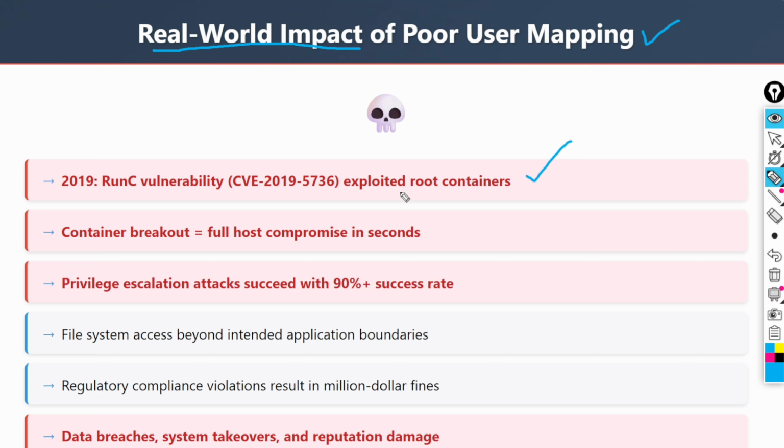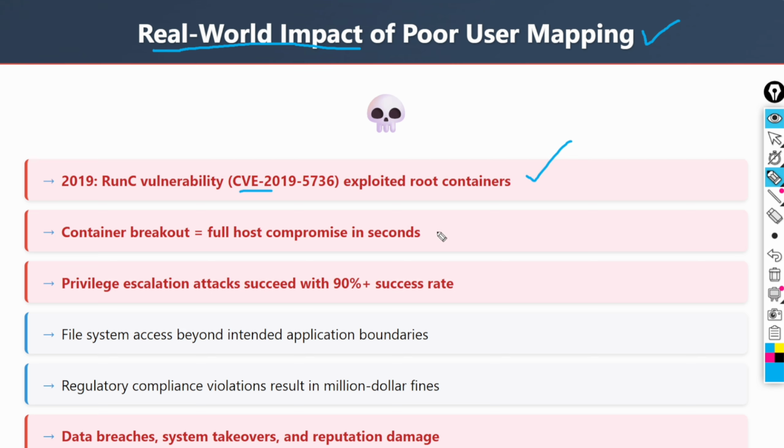This is one of the examples. If you see here, the 2019 runC vulnerability, which has a CVE ID, exploited root containers. This was a major security flaw in Docker's container runtime, which is runC. If a container was running as root, an attacker could override the runC binary and gain control of the host system just by running a malicious container. That is the concept of runC here.